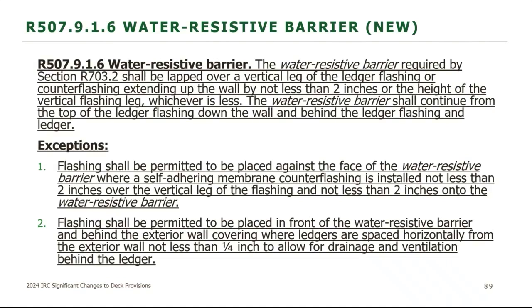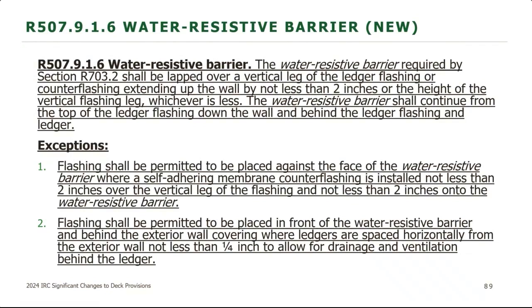The water resistant barrier shall continue from the top of the ledger flashing down the wall. So when you have that ledger flashing, the water resistant barrier has to at least extend up to the top of that ledger flashing and go down the wall behind the ledger itself. And then exceptions on there, some flashing shall be permitted to be placed against the face of the water resistant barrier when you have a self-adhered membrane counter flashing installed. And then again, flashing shall be permitted to be placed in front of the water resistant barrier and behind the existing wall covering where ledgers are spaced horizontally from the exterior wall not less than 1/4 of an inch to allow for drainage and ventilation behind the ledger.